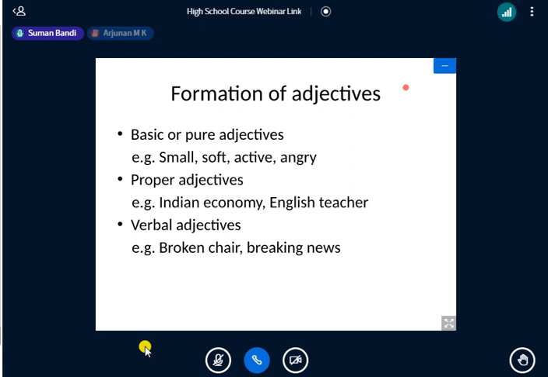Go ahead. Give your responses. Think about it. Yes, very good. Anuradha gave an example. Toughened glass. Very good. Toughened glass. That's a past participle, but being used as an adjective. Drizzling rain. No, drizzling rain. We don't call it like an adjective, drizzling rain.